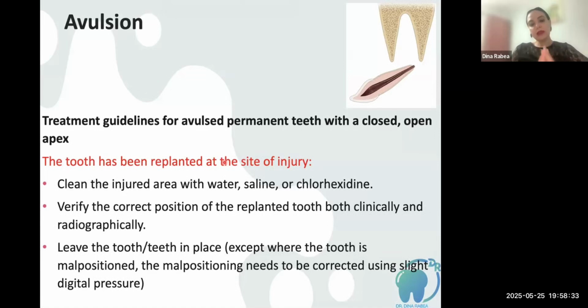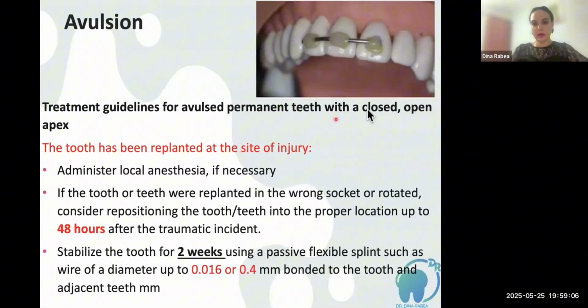So with the first scenario, of course, this is a better scenario. When they reach you as a professional, what do you have to do? You have to clean the injured area with chlorhexidine gluconate, for example, water or saline, and make sure the tooth, again, is buccal to buccal, palatal to palatal, is on the same level as the contralateral tooth, and leave it in place, except if the tooth is malpositioned and needs to be corrected, like a little rotated, for example, with digital pressure. Most of the time, again, this is a very painful procedure, so you might want to administer local anesthesia.